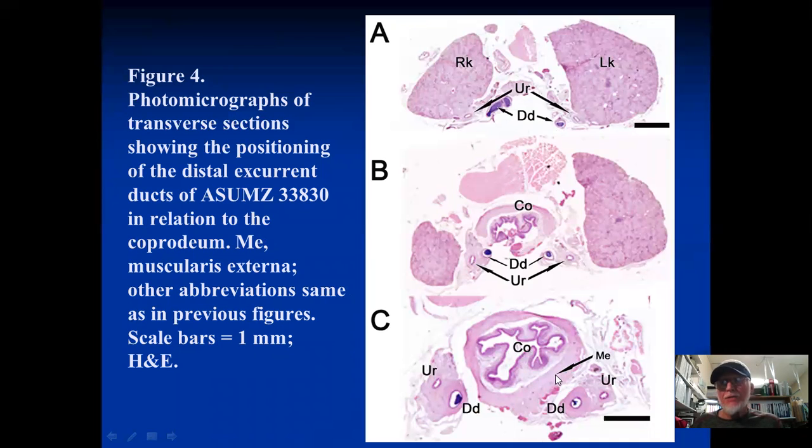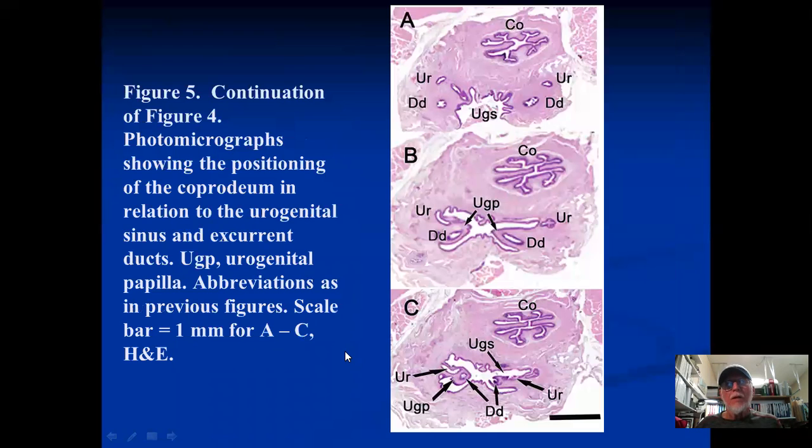And a diagnostic feature of the coprodeum is the muscularis externa. Now the ureter and the ductus deferens are closely associated with one another, and that'll be obvious in the next few slides. So here's a continuation of figure 4, and we have here the coprodeum and all the many folds here.